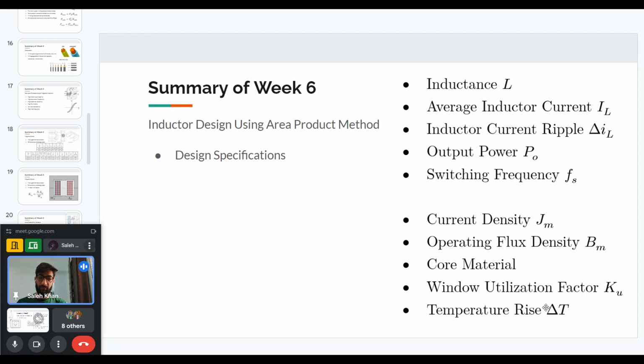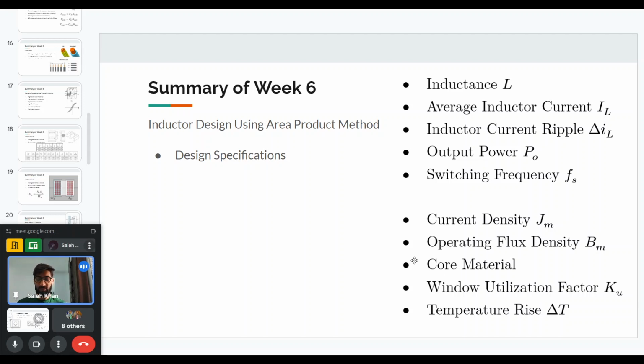So all these things depend on your application, but usually you will be given a temperature rise. If your maximum ambient can go up to 40 degrees, you will be given a temperature rise, let's say 30 to 50 degrees. You cannot go beyond this temperature rise. And these are the specifications that you will be given.